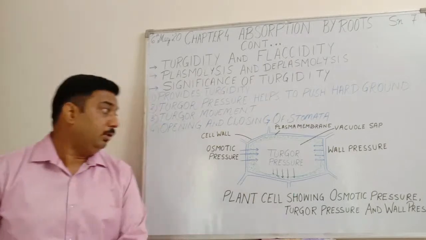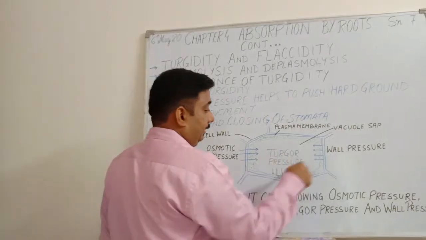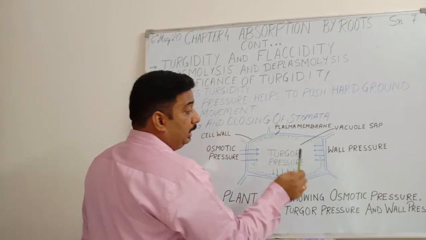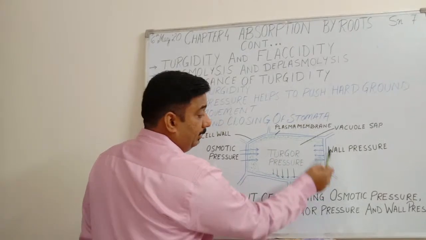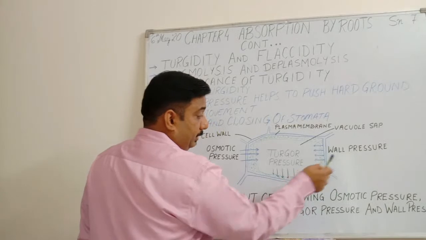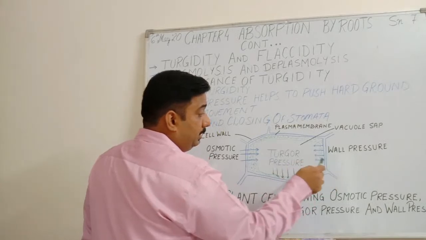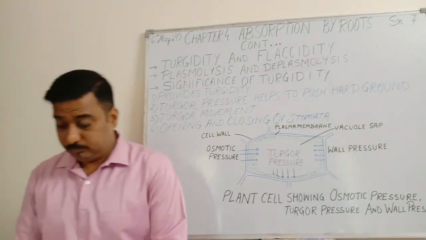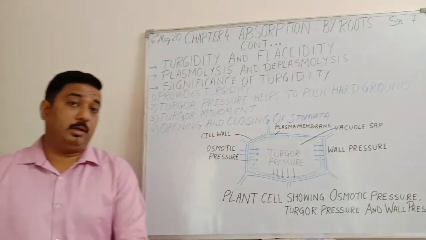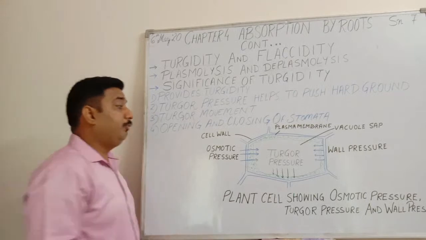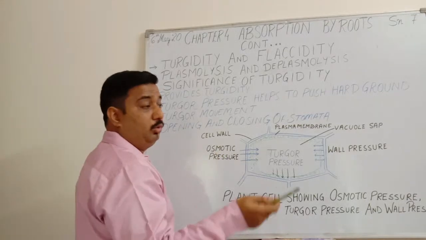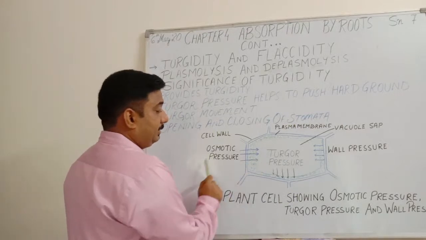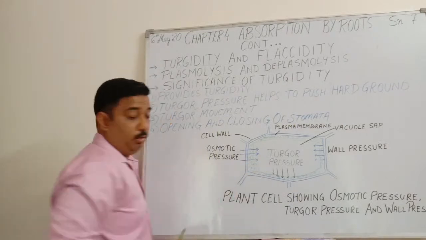Already I have told you the pressure exerted by the cell content on the cell wall is the turgor pressure, and the equal pressure exerted by the cell wall inside, on the cellular components, is called the wall pressure. Osmosis also takes place. I have told you osmosis is movement of water from its higher concentration to lower concentration. That also will take place. You can see here water has started to move inside. That is due to this osmotic pressure.